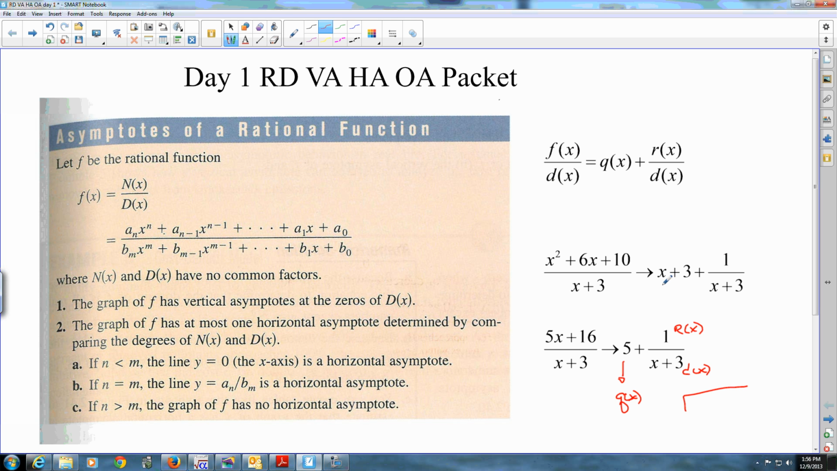Because this has a variable in q of x, I'll give this away. If you were to graph y is equal to x plus 3, forget this, aren't you going to get a line that runs like this? Yeah, you are. Absolutely. This is going to create your oblique asymptote. That's what that's going to create, is your oblique asymptote. Okay.